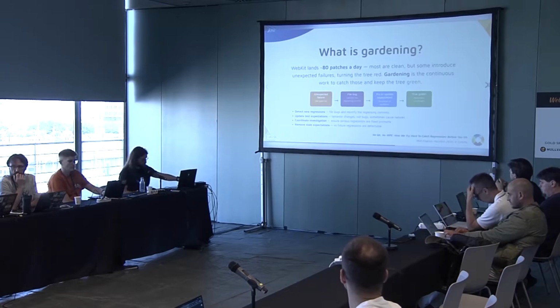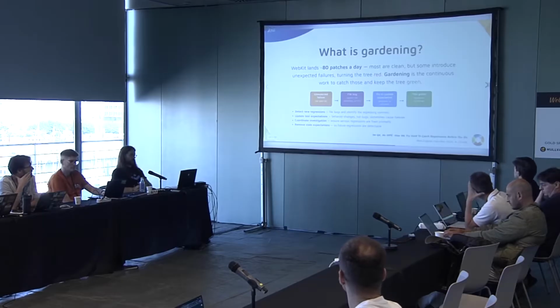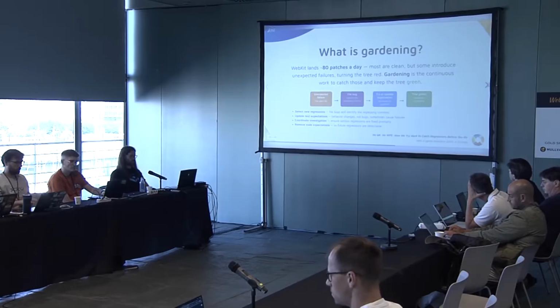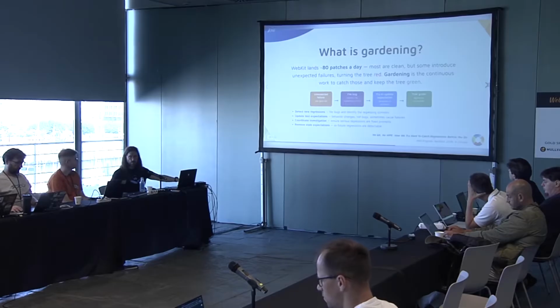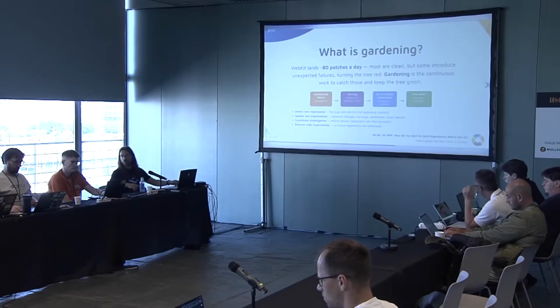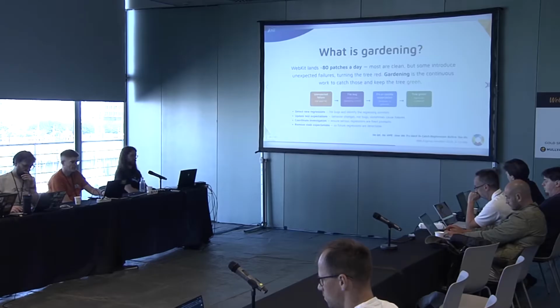So this is where the analogy comes from. In particular, in WebKit, we have a cadence of about 80 patches per day. And most of the time, they don't introduce regressions because the EWS system that Nikolas described is already sufficiently robust to detect most of them. But every once in a while, something slips in that can cause tests to start failing that were not failing before, or some other unexpected regression.